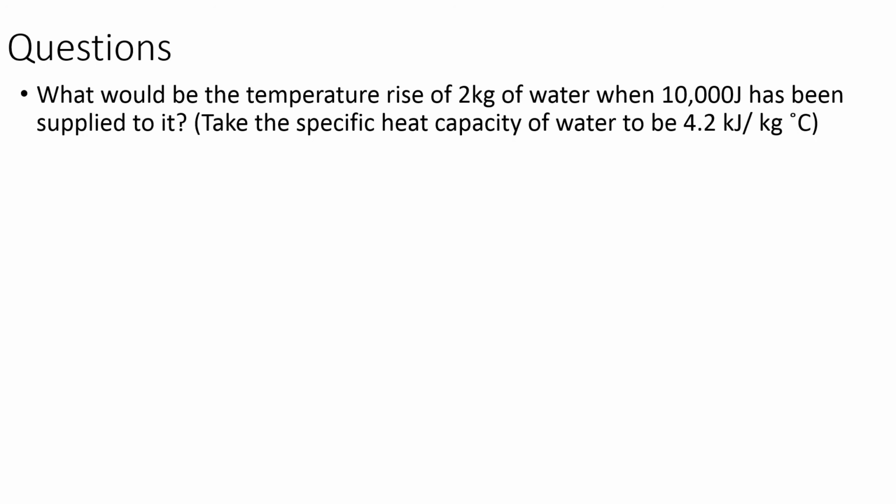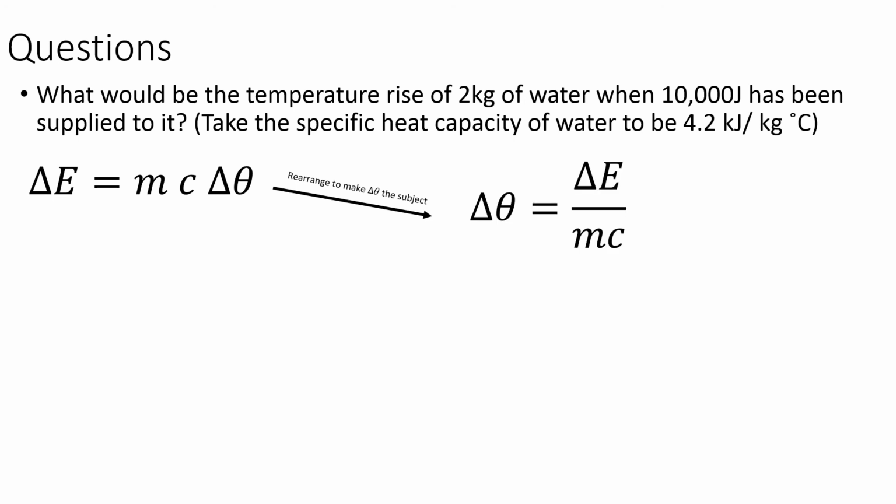The second question, what would the temperature rise of 2 kilograms of water be when 10,000 joules has been supplied to it? I'm going to take the specific heat capacity of water to be 4.2 kilojoules per kilogram per degree centigrade. Again, start with the equation, and we're going to rearrange to make the temperature change subject. So that's the temperature change equals the energy transferred over the mass times the specific heat capacity.